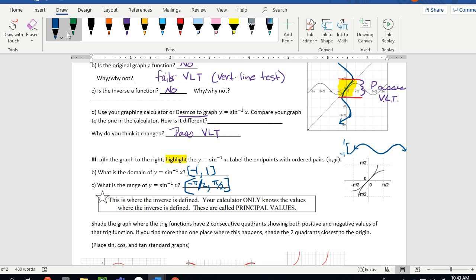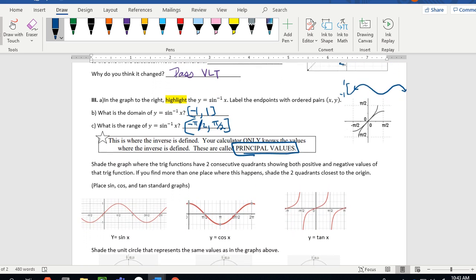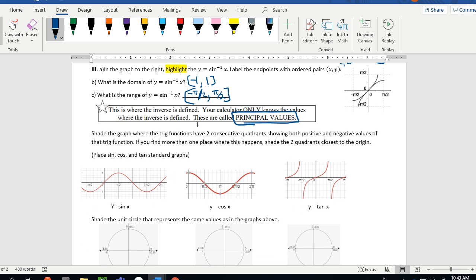All right, so this is the only place, this is the principal value, and we will be talking a lot about principal values in this unit. The principal values will hit between -pi over 2 and +pi over 2. If I shade where it's going to happen in this, here's -pi over 2 to +pi over 2. And this is where that graph is going to happen.